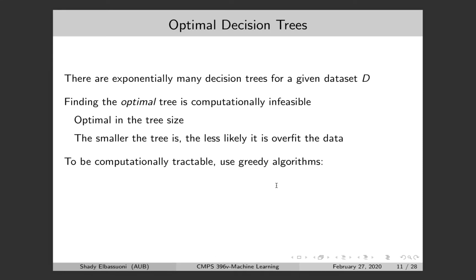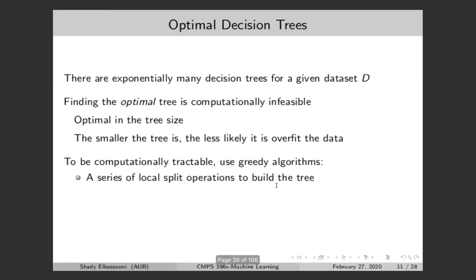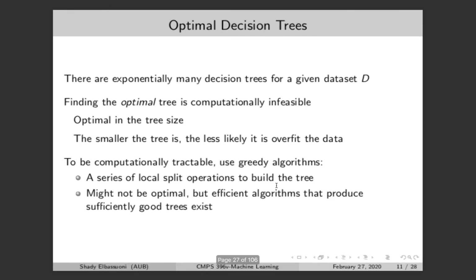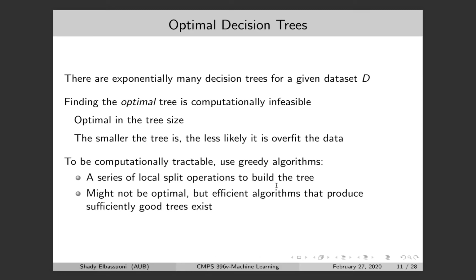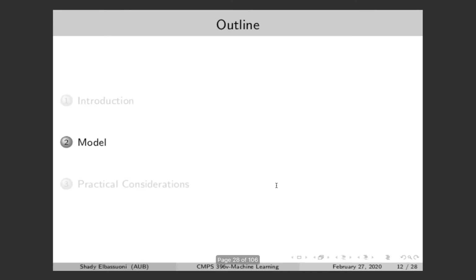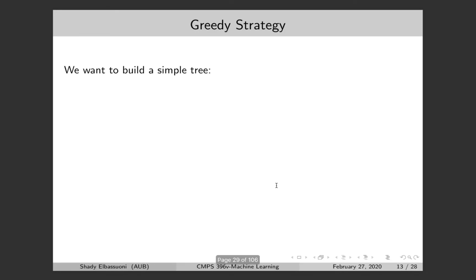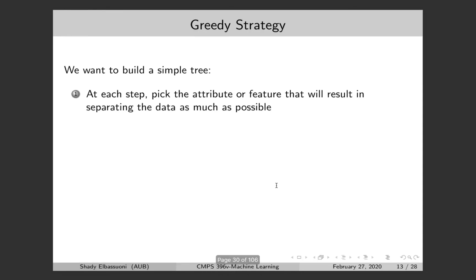So to be computationally tractable, we're going to use greedy algorithms, of course, by doing a series of local split operations to build the tree. It might not be optimal, but efficient algorithms that produce sufficiently good trees exist. So let's look at the model. Again, we want to build a simple tree. At each step, I pick the attribute or feature that will result in separating the data as much as possible.